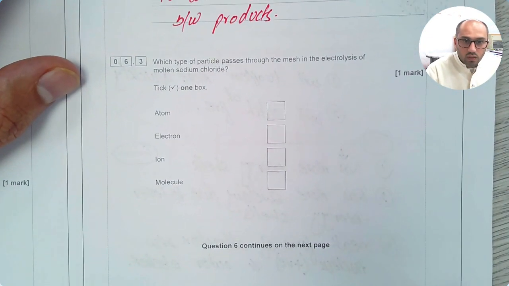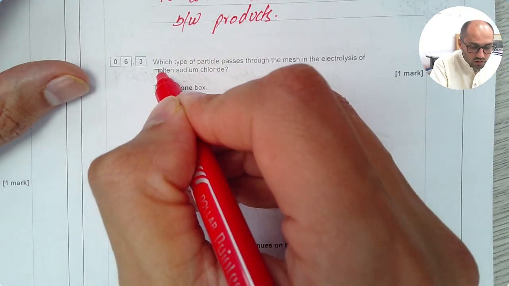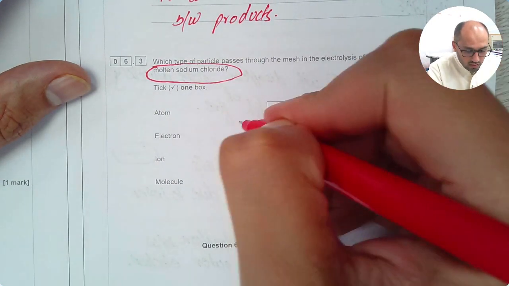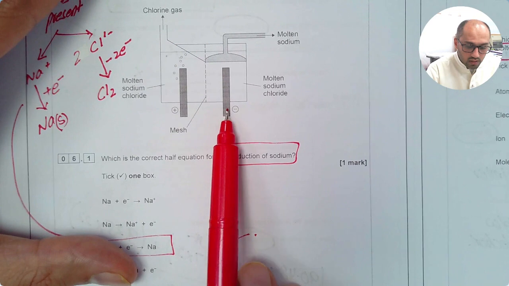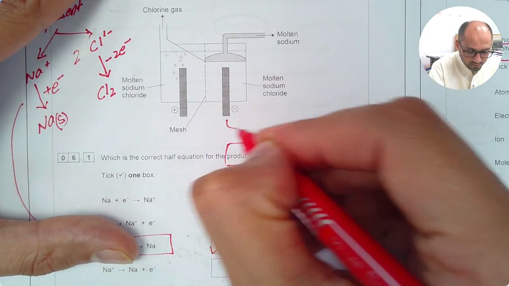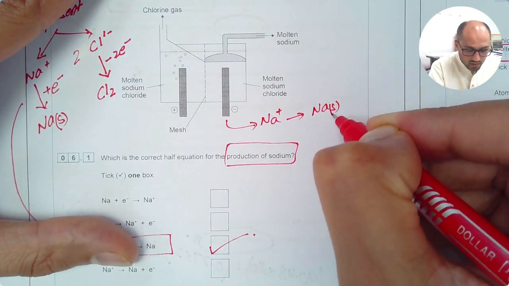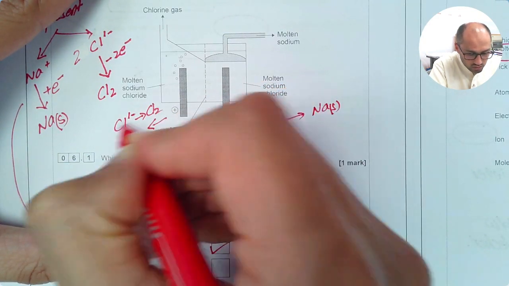Next part says, which type of particle passes through the mesh in the electrolysis of molten sodium chloride? So I told you in case of molten sodium chloride, there are 2 ions, there are none other. So we can say atoms, not possible. They won't pass because look here, sodium Na+ will change into Na solid. Here, Cl− will change into Cl2.